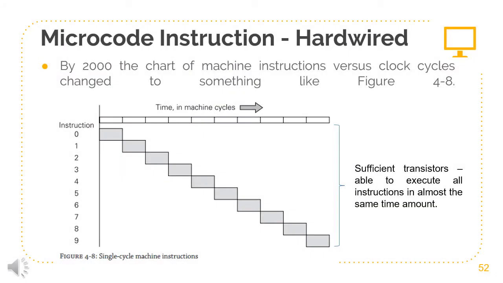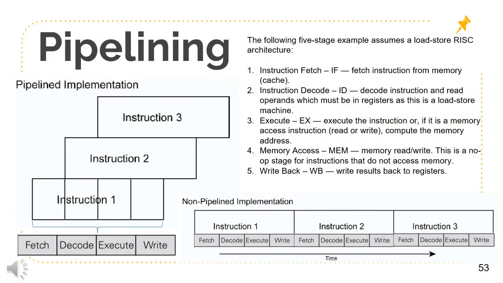By 2000 the chart of machine instructions versus clock cycles changed to something like figure 4-8. There were sufficient transistors to execute all instructions in almost the same amount of time. We have completed the section about microcode instruction. Now in this section pipelining will be explained.